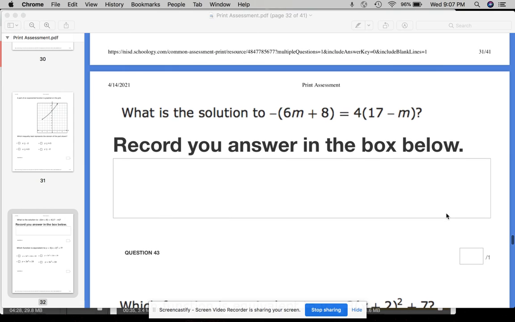Question 42. What is the solution to negative parentheses 6m plus 8 close parentheses equals 4 parentheses 17 minus m close parentheses? Record your answer in the box below.